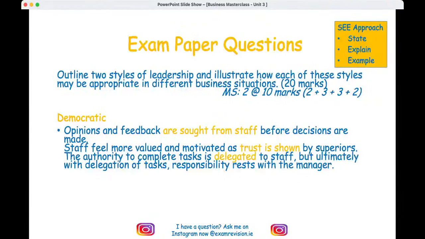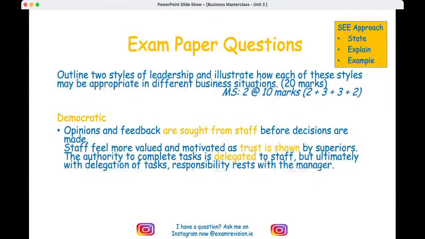Two marks are going to be for your democratic, your naming, like you're stating it. Then 3 is going to be for your explanation and then developing on your explanation, and then 2 marks is for your illustrate, for your example.